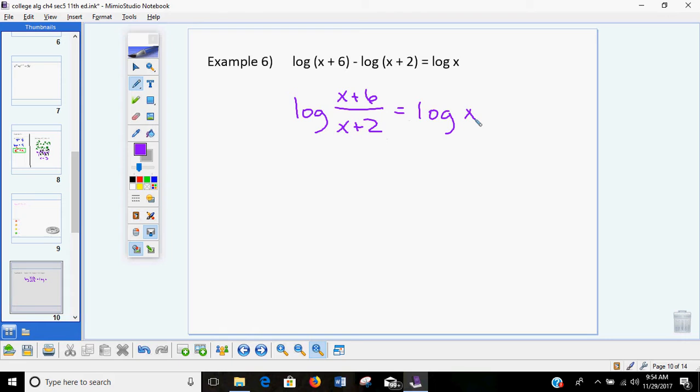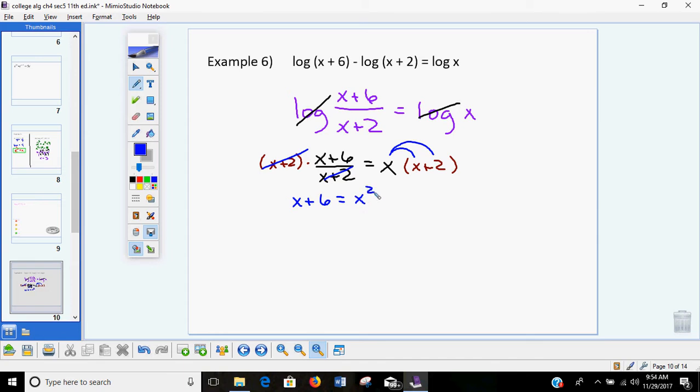Now that I've got it simplified and I have one log on each side, we know we can cancel those logs out. And I'm going to have (x + 6)/(x + 2) equals x. We're just going to solve this algebraically. So I'm going to multiply both sides by the x + 2. On the left side, that cancels out the denominator, and I have x + 6 equals, when I distribute on the right, x times x is x squared, and x times 2 is 2x.